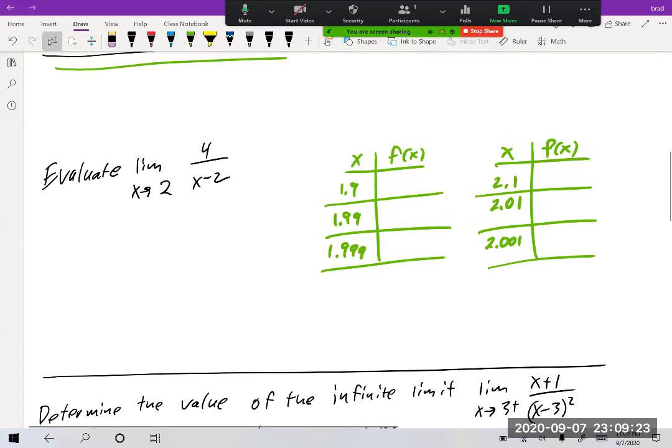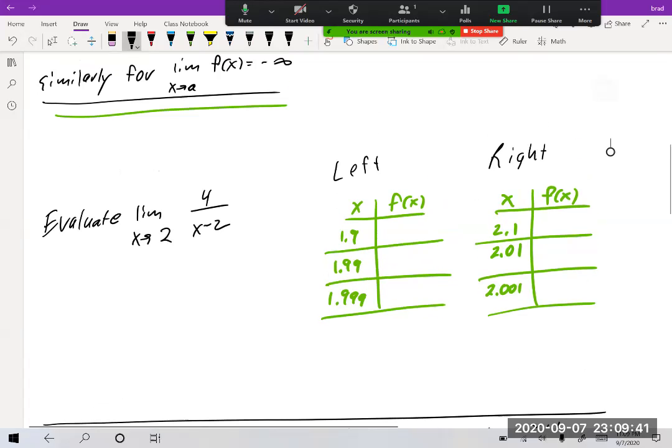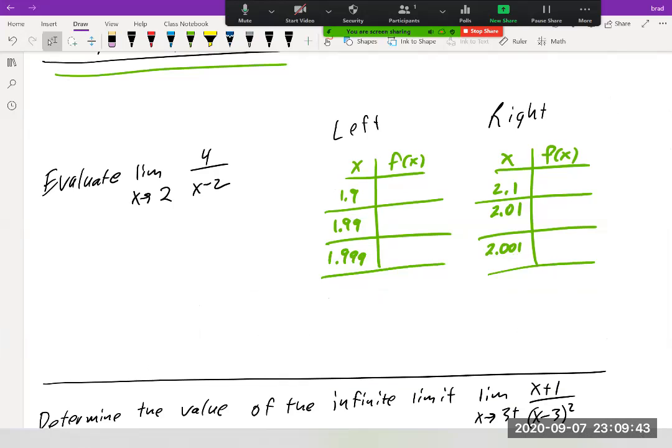So you guys should pause the video now and try to use a little table here and plug in values. I chose to use 1.9, 1.99, and I'm getting closer and closer to 2 on the left, like this is our left side, and this is our right side, right, of 2. So I'm getting closer and closer to the left and to the right of 2, all right? So then what we're gonna do is, let me see here. So I'd like you to pause the video and give this one a shot.